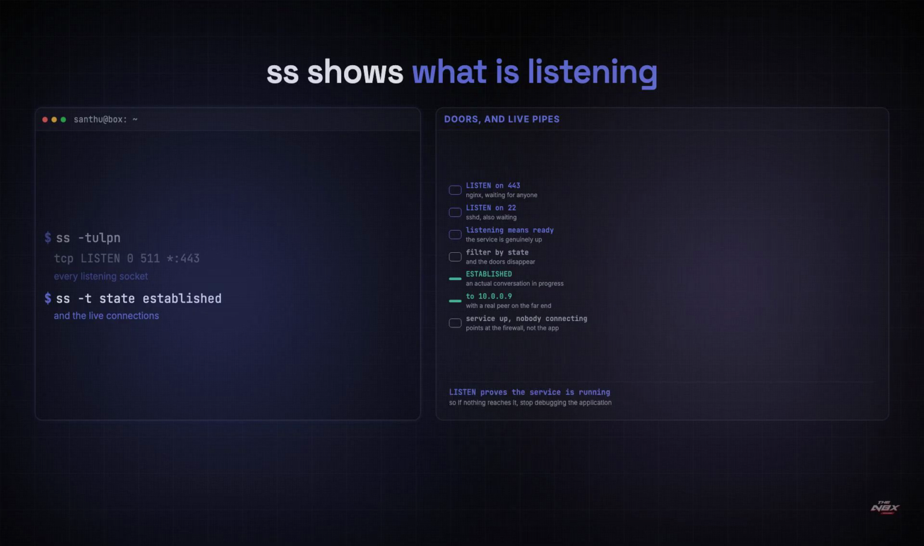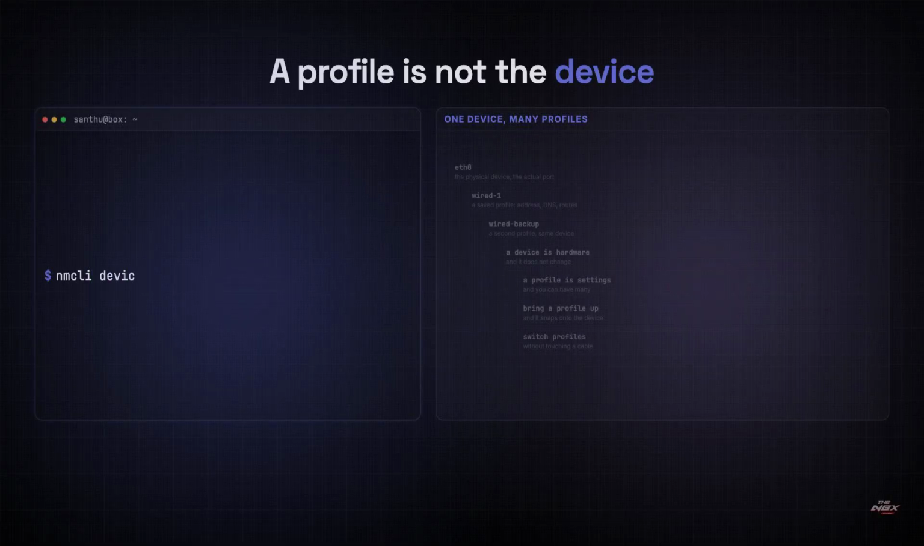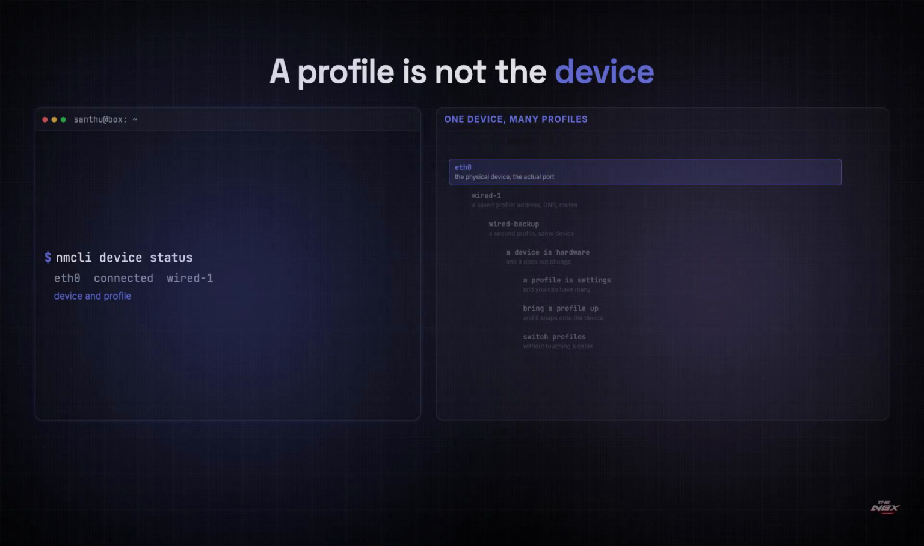SS -tulpn is worth memorizing because listening and reachable are 2 different claims and only one is the application's job. And nmcli manages networking from the command line, and there's one distinction that trips absolutely everybody the first time.